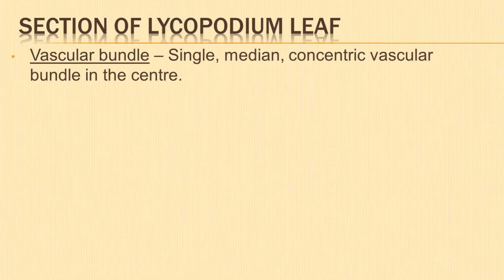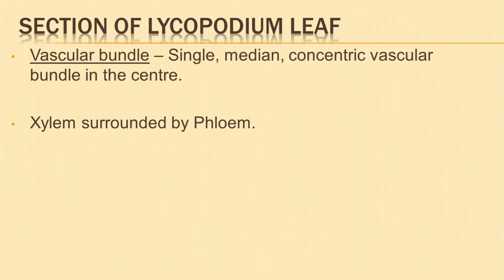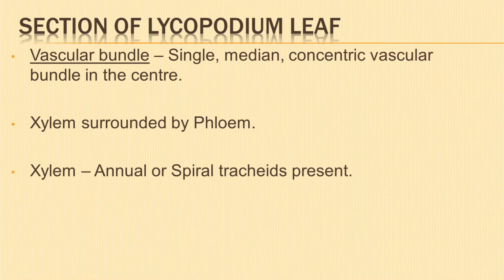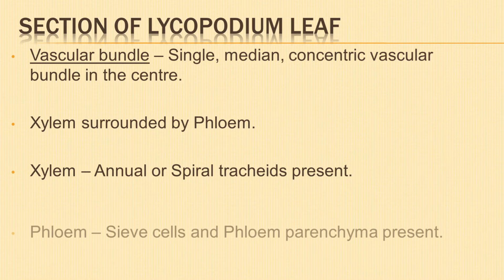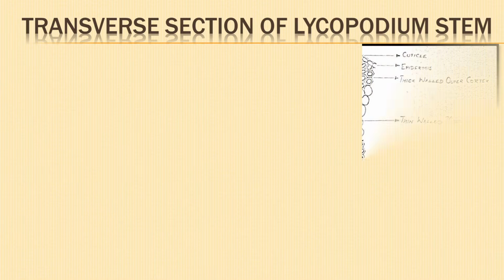In the center is present a single median concentric vascular bundle. Xylem is surrounded by phloem. Xylem shows annular or spiral tracheids, and phloem contains sieve cells and phloem parenchyma. Let us study the anatomy of Lycopodium stem.